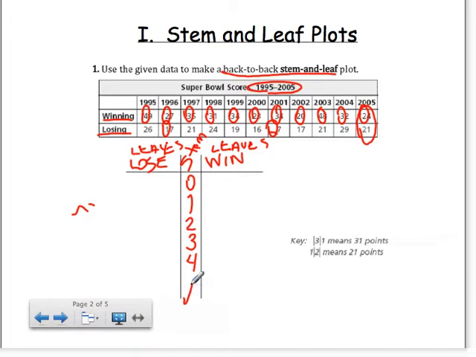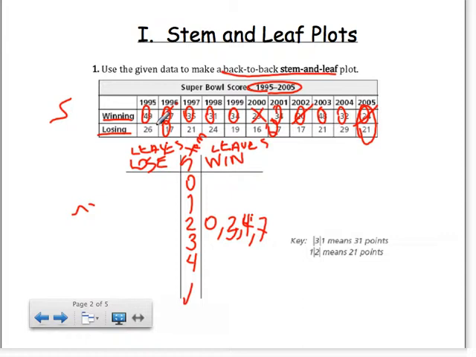In order to create my leaves for the winning teams, I'm going to start going from least to greatest. The smallest score I see is 20, that's 2, 0, that's this one. Next I see 24, that's right there. Actually, I missed one. Should have been 23, which is right there, and then 24. And then 24. Then I see 27. And that's all my 20s.